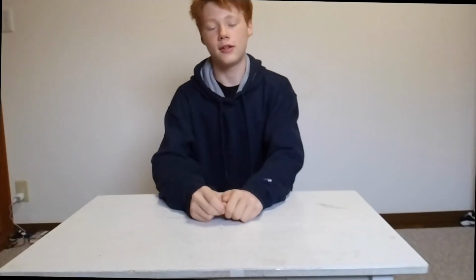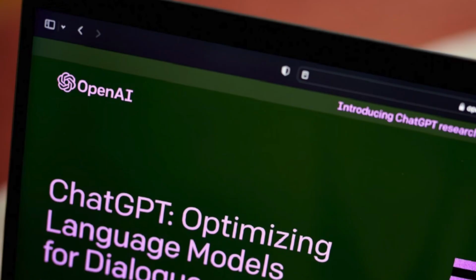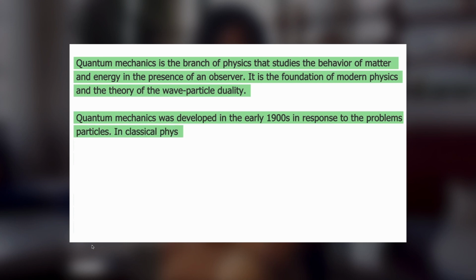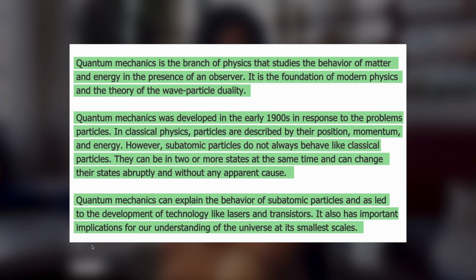So what exactly is Chat GPT? It's a neural network model that has been trained on a massive dataset of text, making it able to understand and generate a wide range of language patterns and structure.